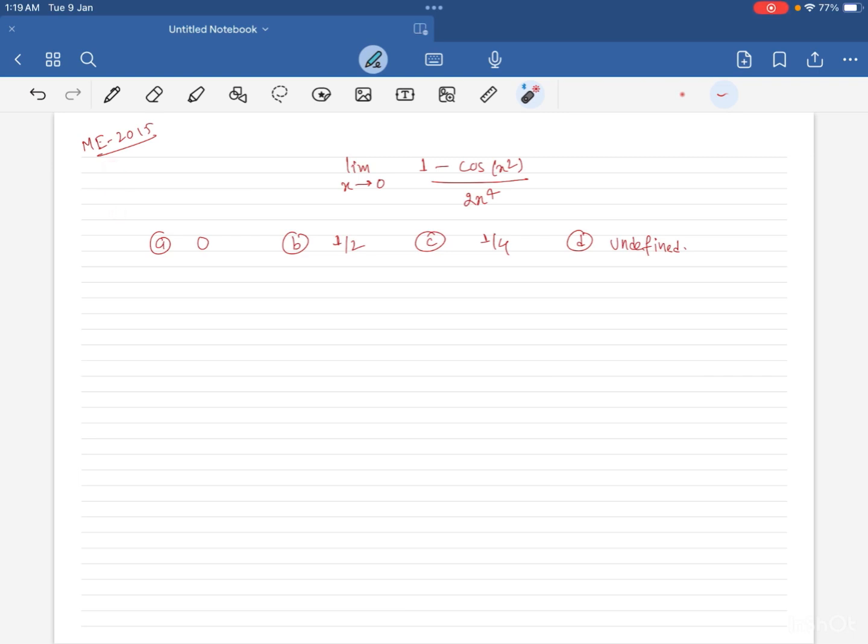So see this one from ME 2015. So we have to evaluate this limit, right? Now if you put this 0 here and here, then you will observe that this is the 0 by 0 form. That means you can apply the L'Hopital rule. Then it will be limit x tends to 0, that is going to be sine x square into 2x divided by 8x to the power cube, right? And here is x.